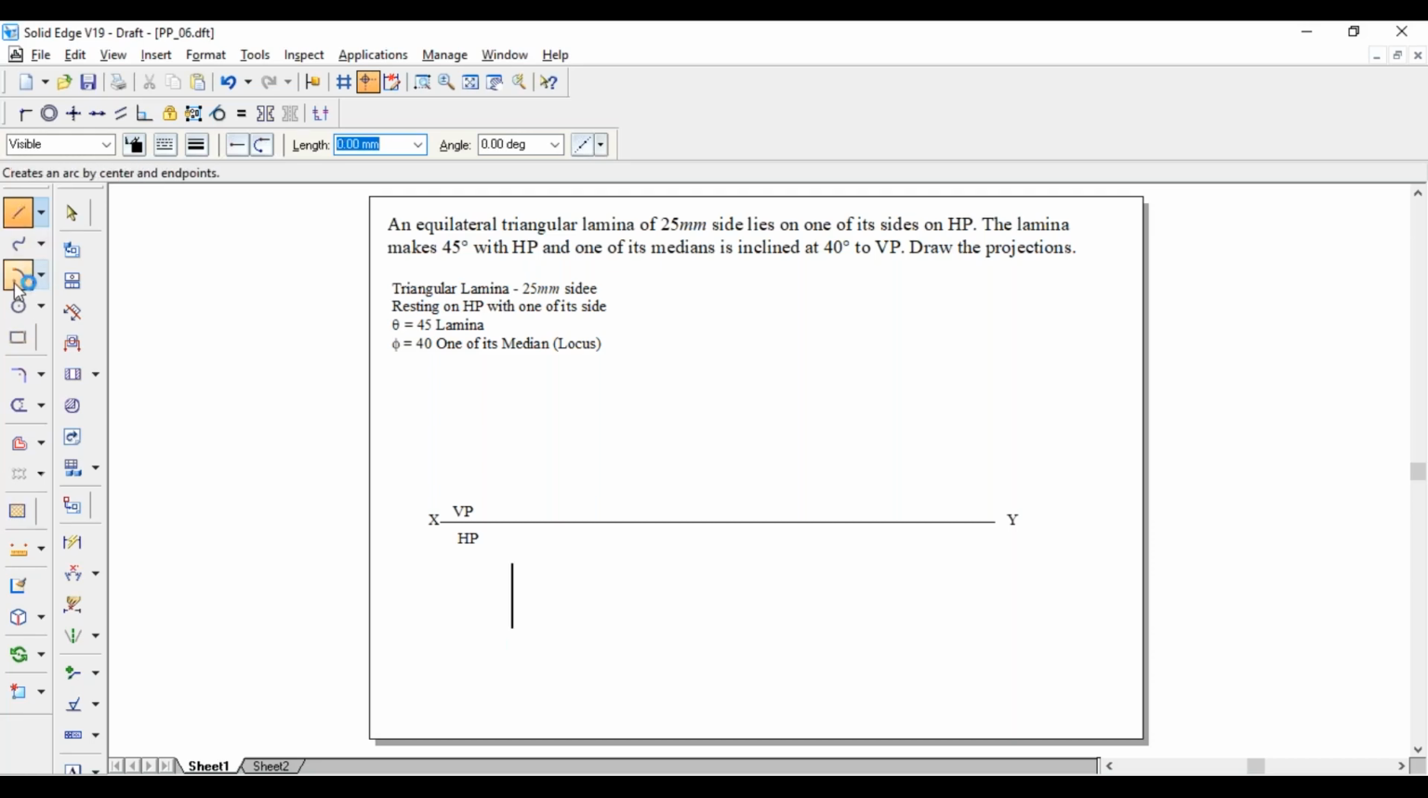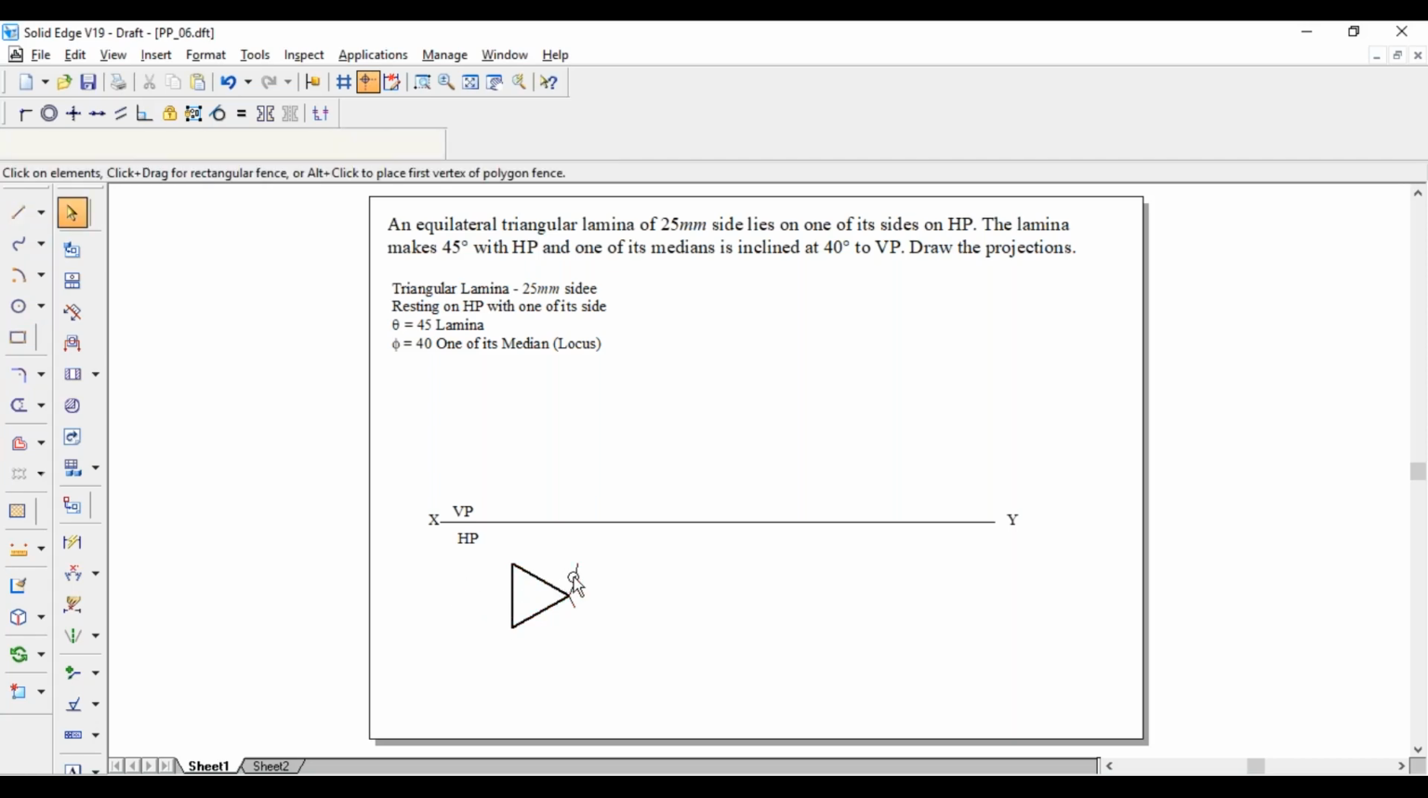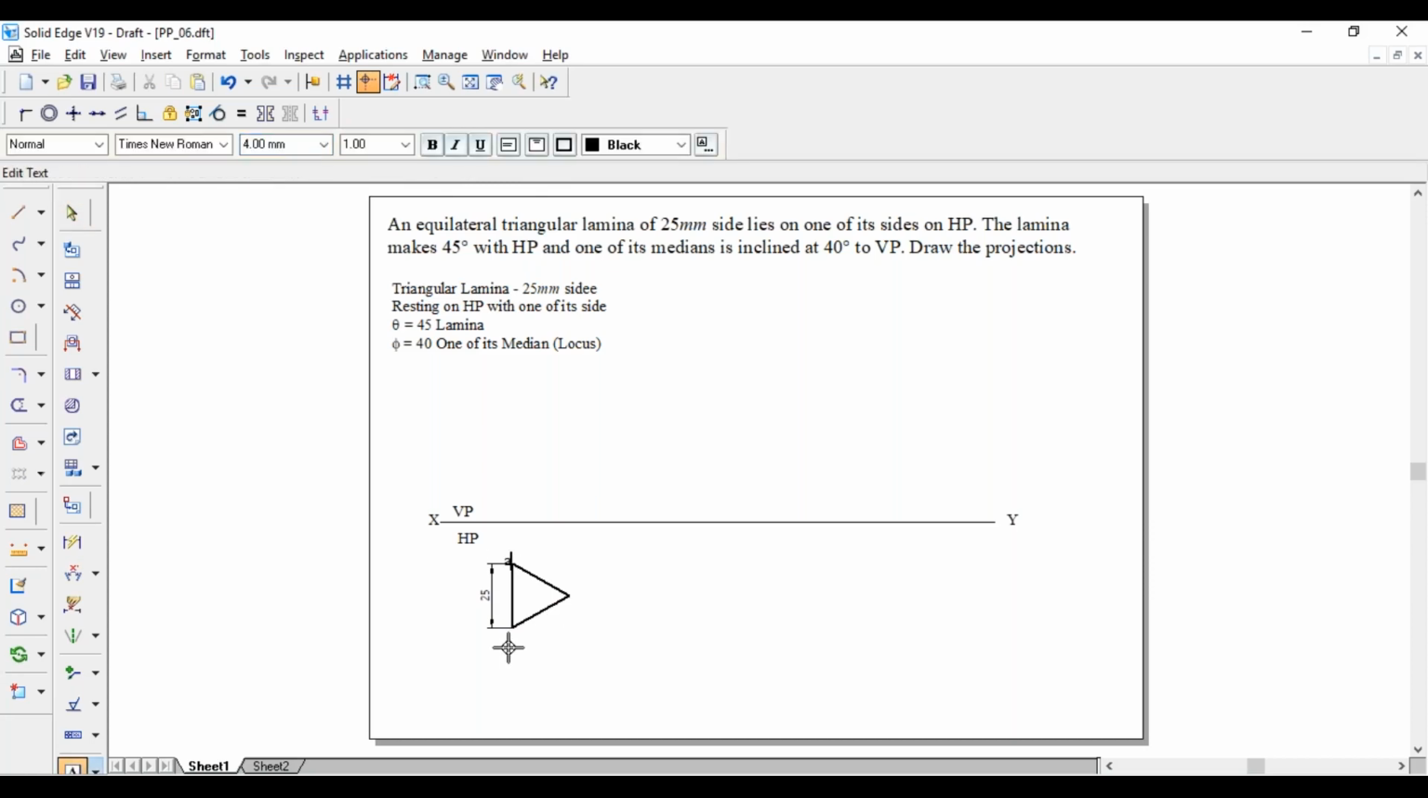Use any method to get the third corner. From this one, with 25 mm radius, draw an arc. Similarly, from this end, draw an arc of 25 mm radius. Where both the arcs intersect, that will be the third corner. Join that corner. So delete these two. The length of this side will be 25 mm. Now naming, this is A, B, and this one will be C.